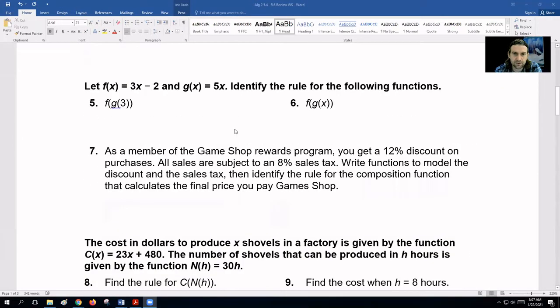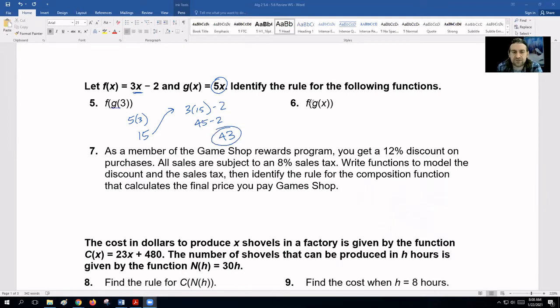All right, so what we're going to do first is figure out the composite functions. What's f of g of 3? The first thing we're going to do is plug 3 into the g function here. So 5 times 3, that's 15. Then we're going to take 15 and plug it into the f function. So what's 3 times 15 minus 2, or 45 minus 2, that's 43. There we go, there's the answer of f of g of 3.